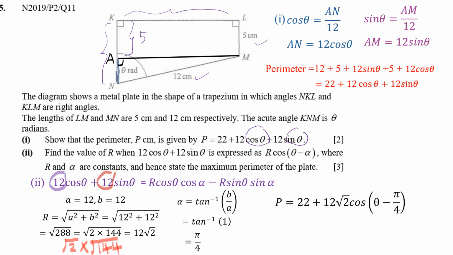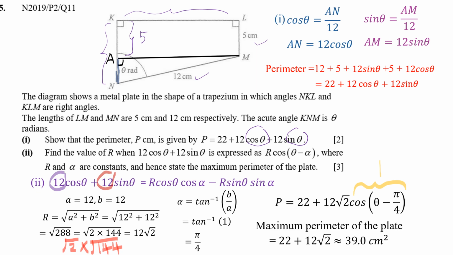For the next part, we're just asked to state the maximum perimeter. The maximum perimeter is when this value is at its maximum value of 1. So that will be 22 plus 12 square root 2 times 1, which gives you 39.0 cm. So part 1 and part 2, the 5 marks, are actually from the chapter on trigonometry.